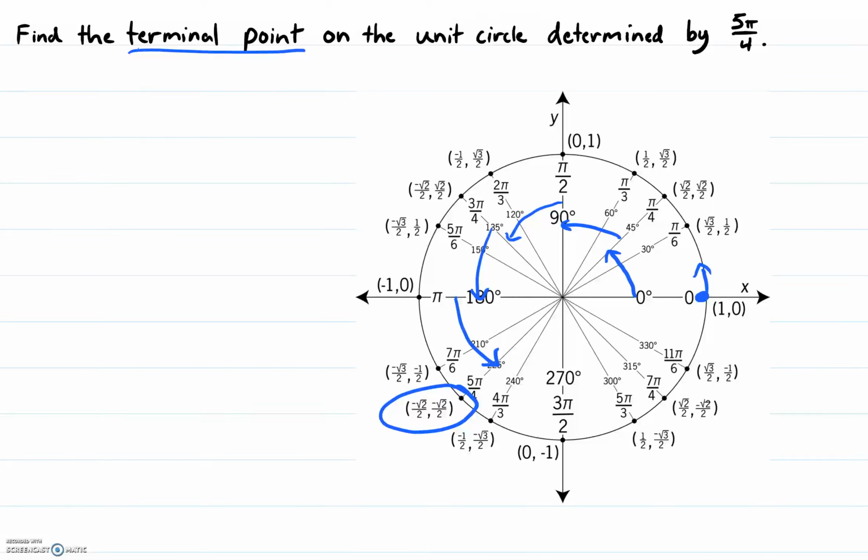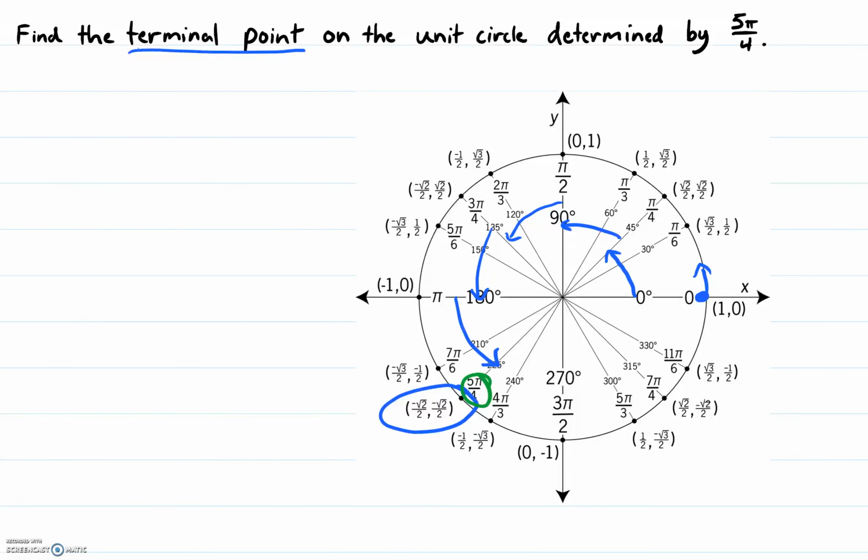There's one other thing I wanted to say. For this problem, you don't have to count off fourths because you're given the unit circle. You can just look for 5 pi over 4 explicitly written right there, the same thing as 225 degrees, and say, okay, the point that corresponds with 5 pi over 4 is negative root 2 over 2, negative root 2 over 2. So that's why the unit circle is extremely handy. It's a good thing to try to memorize.